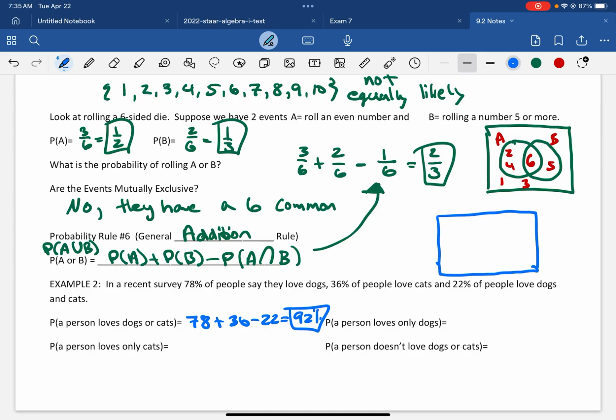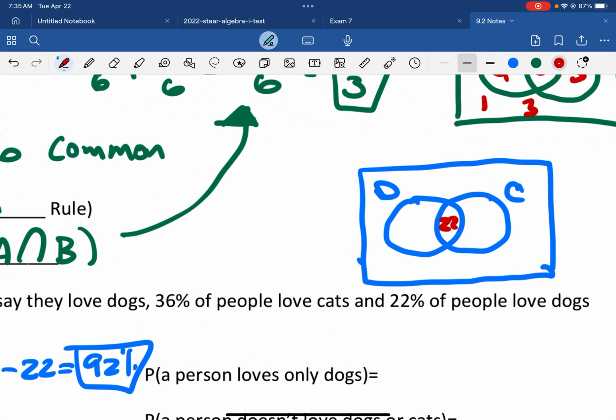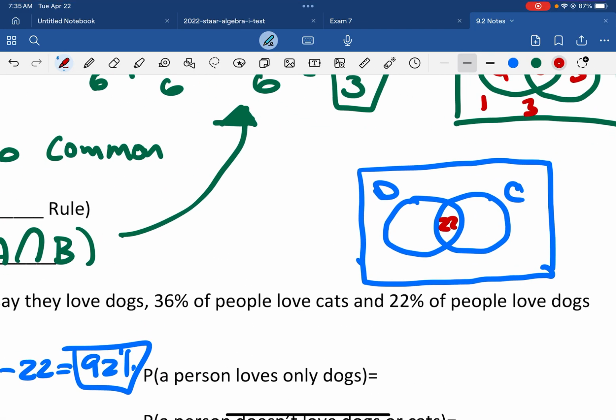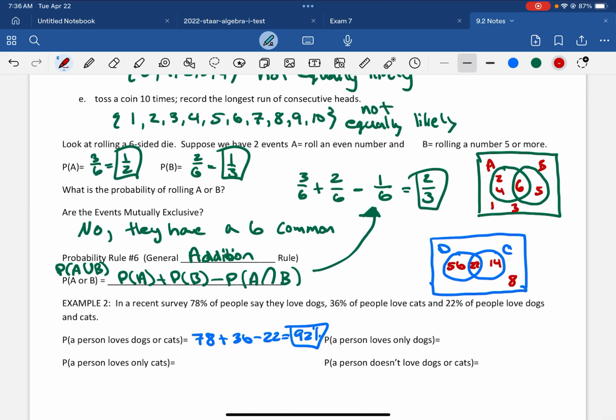Okay, so one of the circles is dogs. The other circle's cats. They do overlap because there are people that love dogs and cats. The overlapping section is the 22. 56 are the dogs. 14 is the cats, because notice they have to add up to the total. And then finally, outside the two circles, there are 8% of the people that neither love dogs nor cats.